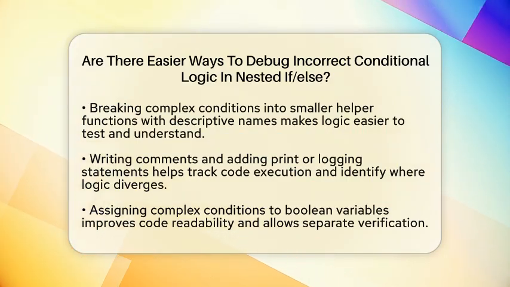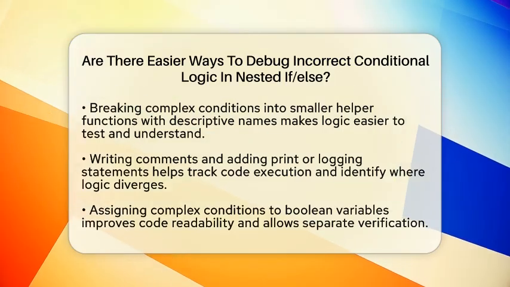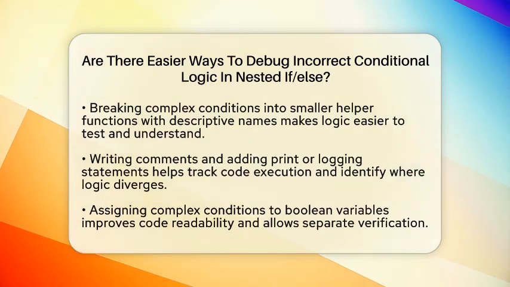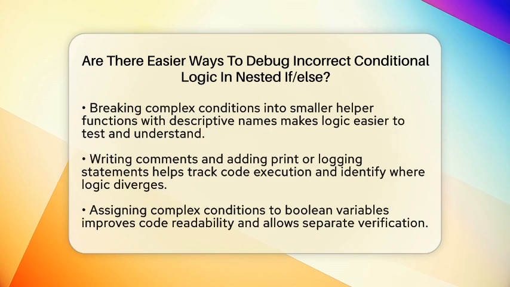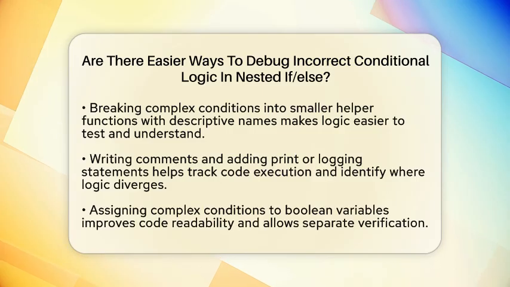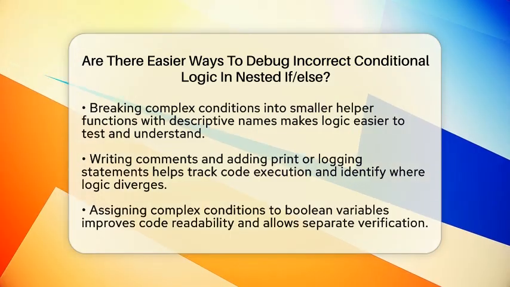Another trick is breaking down complex conditions into smaller helper functions. Instead of writing one long condition, you create functions with clear names that describe what they check. For example, instead of writing a complicated if statement, you call a function like isUserEligible. This way, you can test each helper function separately and see exactly where the logic breaks.